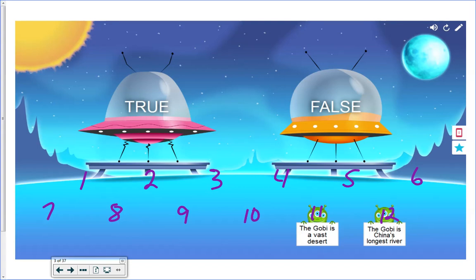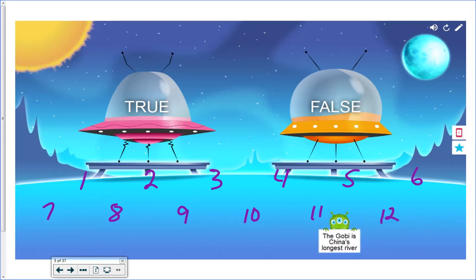Number 11, the Gobi is a vast desert. That is a true statement. As a matter of fact, the Gobi is one of the highest and coldest deserts in the world. A desert does not have to be hot. What makes a desert is not its temperature, but its precipitation. And deserts get no precipitation, or rarely. And last one, number 12, the Gobi is China's longest river. We just said it's a vast desert, so that makes number 12 false.